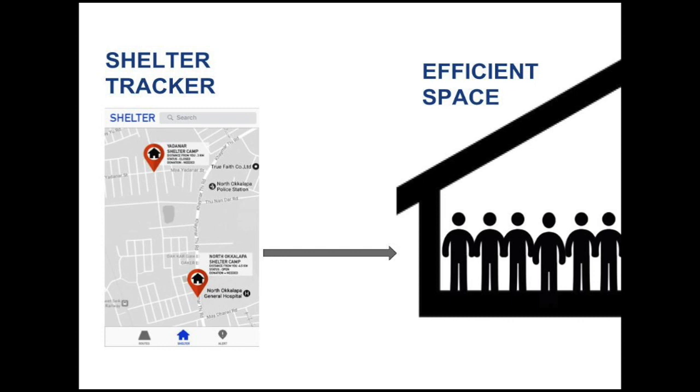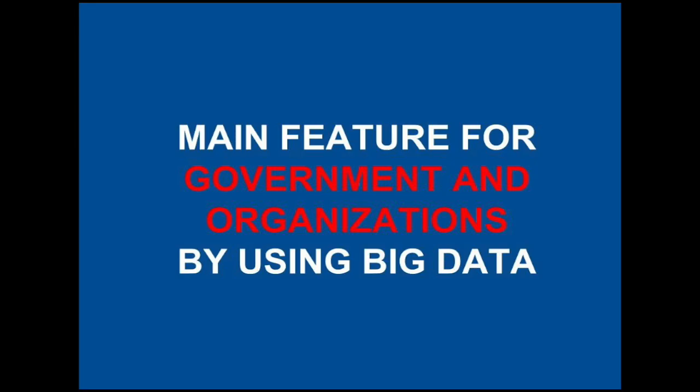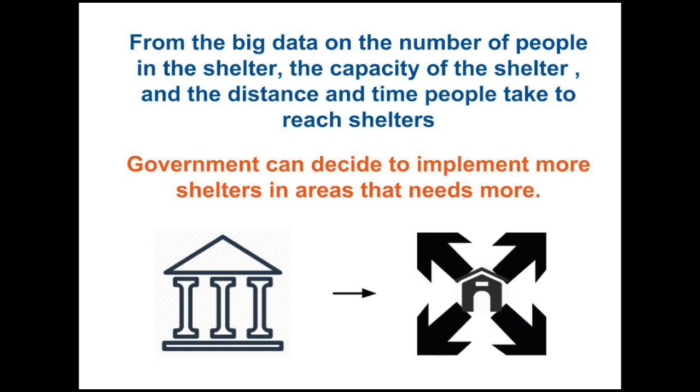Another way is Shelter Tracker's main feature for government and organizations by using big data. The big data will be acquired by using GPS to track the migration and evacuation pattern, time, and distance individuals take to reach shelter camps.